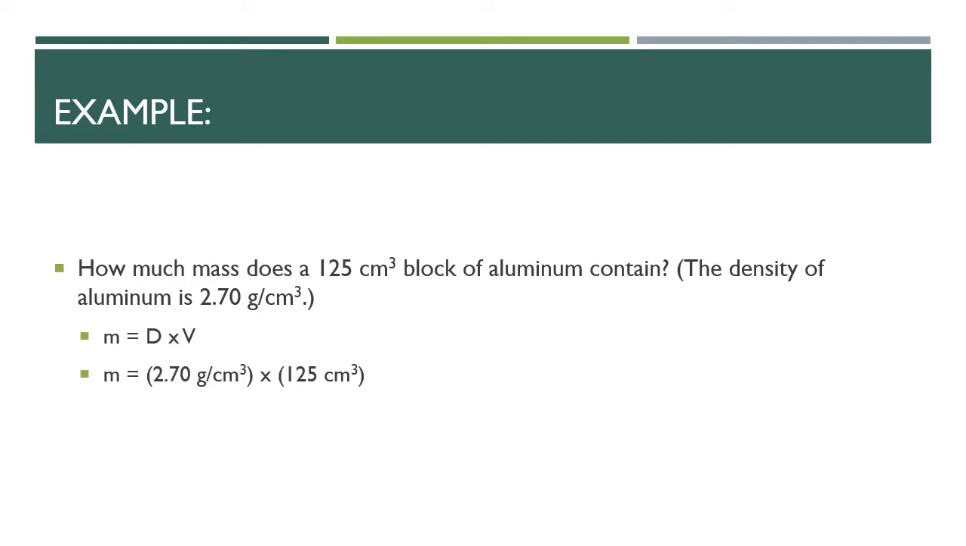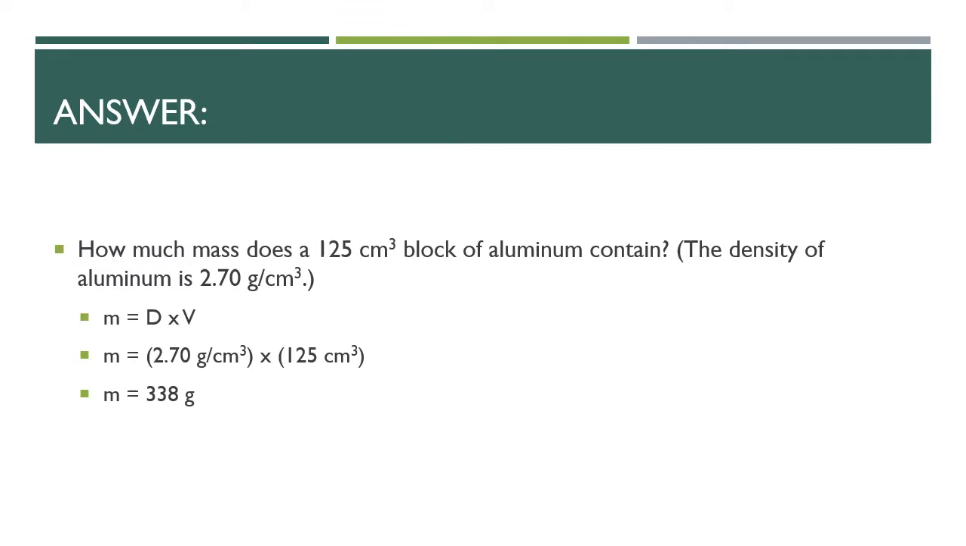So now that we have our formula and we've also transformed it, we should plug in the values that we know. Mass is equal to density times volume. So mass is equal to 2.70 grams per centimeter cubed, the density of aluminum, times 125 centimeters cubed, the volume of this particular block of aluminum. Now that we have plugged things in, we calculate and make sure that we are rounding to an appropriate number of significant figures. 2.70 times 125, when rounded appropriately, equals 338. So the mass of this block of aluminum is 338 grams.